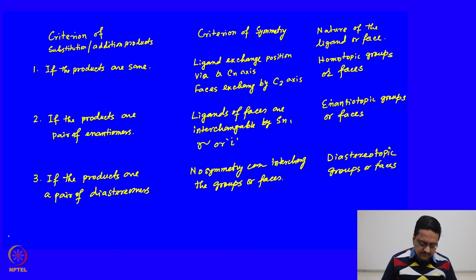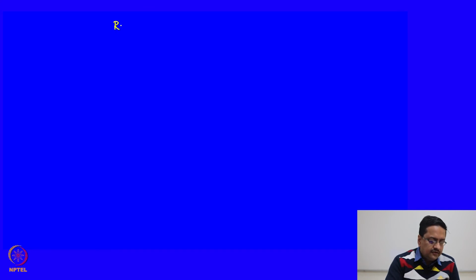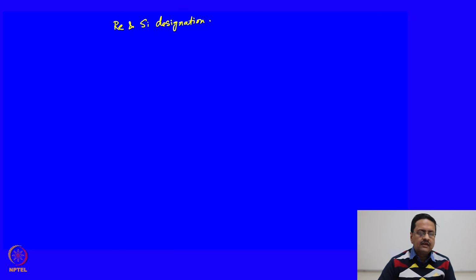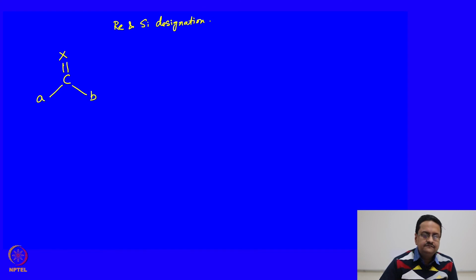In this context, I would like to introduce you to another method of nomenclature of these different groups, or rather the faces. This is called the Re and Si designations. Suppose we are talking about a group C double bond X connected to two different groups A and B, where X can be carbon, oxygen or nitrogen. When we see this group, we first identify these groups A, B and X in terms of their priority order.